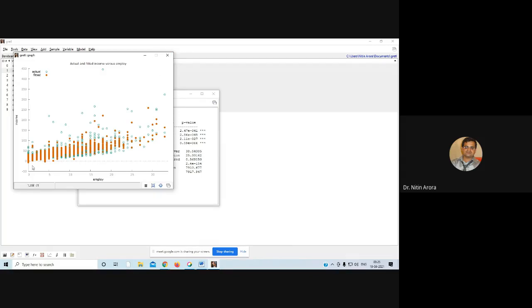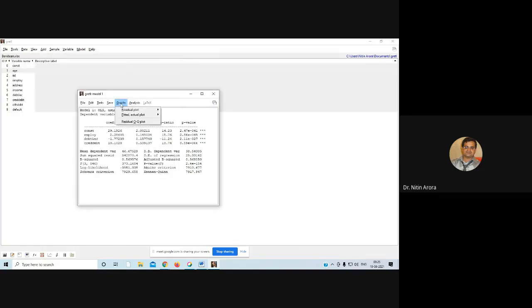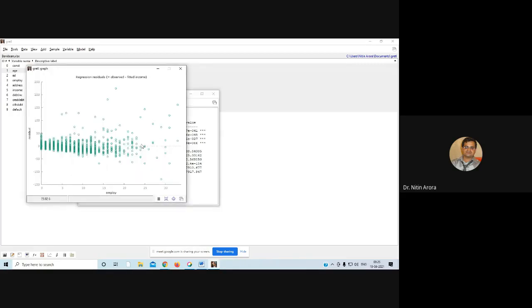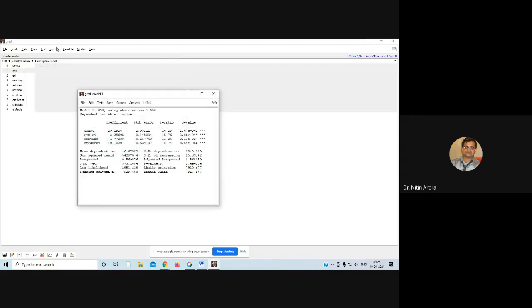No significant trend is observed. Again, we can plot the residual plot against the next variable. No trend is seen. Now graph the residual plot against debt to income ratio.